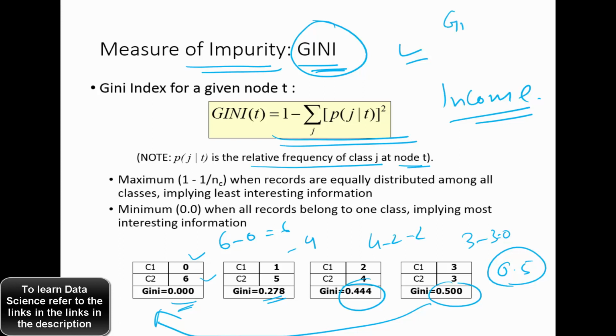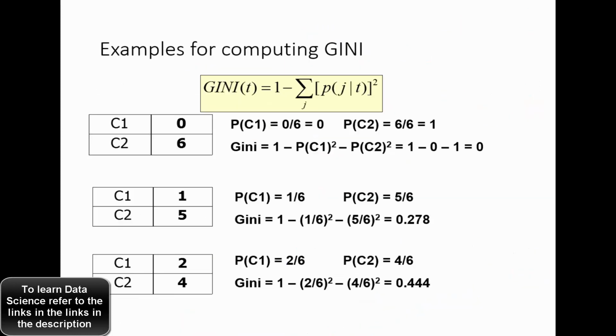So Gini should be very close to 0 for a good classifier. And if Gini is very close to 0.5, then it's not a good classifier. So for an example of computation of Gini, we have got the formula, so you can use it.